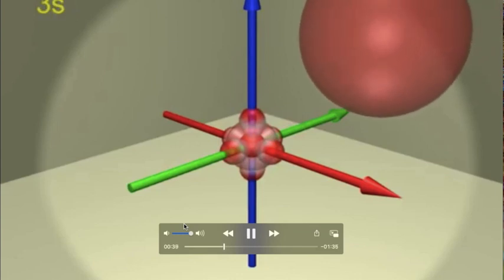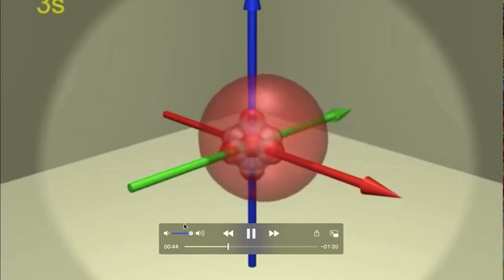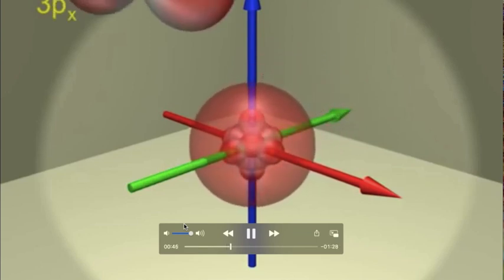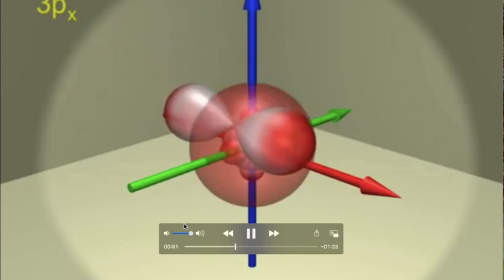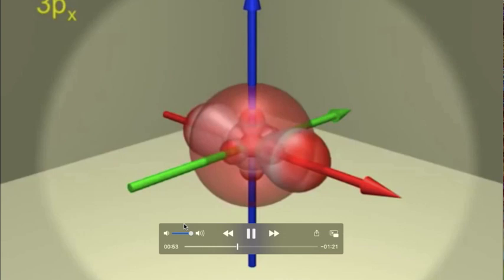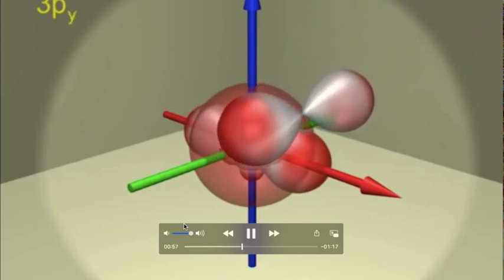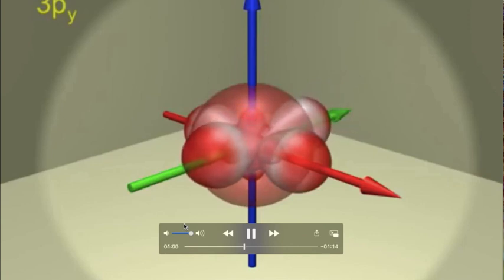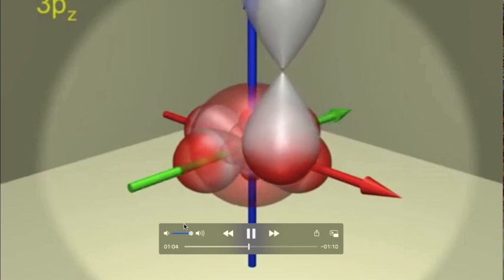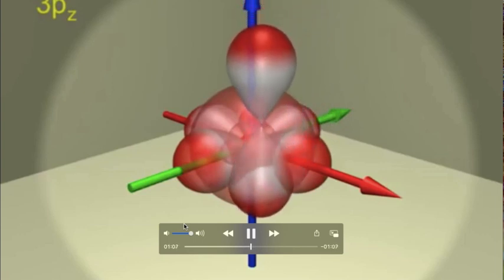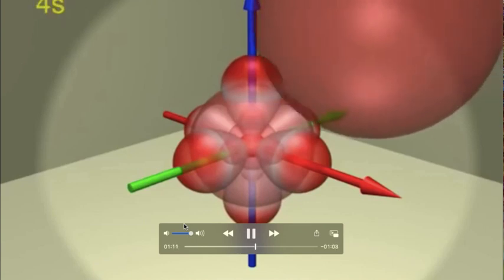After that 3s. 3s has a bigger size than 2s. Now 3p: 3px, 3py, 3pz. These are the orbitals, and in the central point the nucleus is present. This is 3py, and this is 3pz. This is 4s.